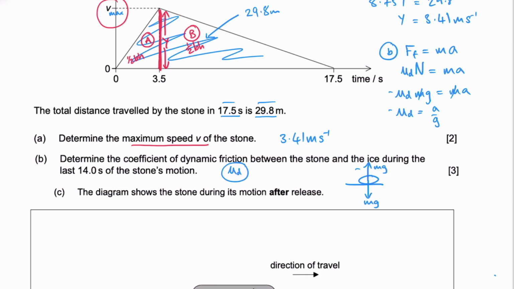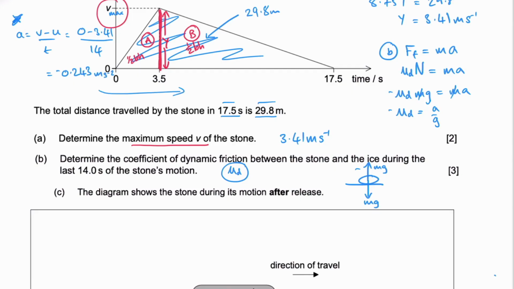It's a over g. What's a? Oh, we can find the deceleration of the stone. I'll do it up here for your attention, please. a is equal to v minus u over t. The final speed is 0. The initial speed is 3.41. The time taken to do that is 14. So the deceleration of the stone is 2.43 meters per second squared.